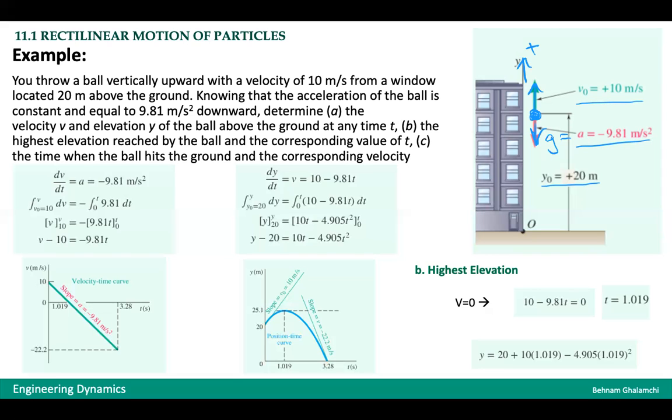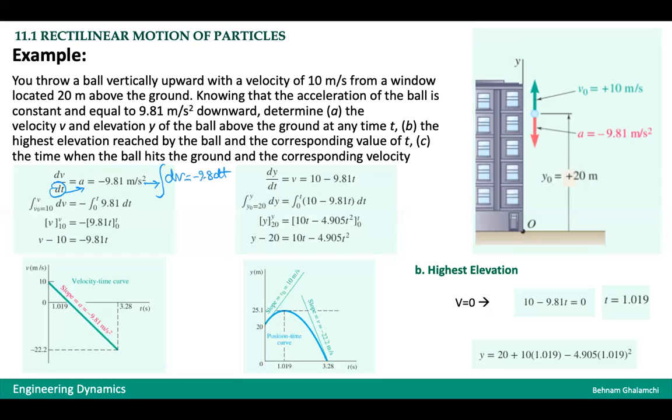Okay, let's go back to the example. Part A is asking us to determine the velocity and elevation y as a function of time. That's perfect. We are starting with our simple equation. Acceleration is dv over dt. Because the acceleration is given, acceleration is negative 9.8. What I do in this step is keeping dv in the left hand side and bringing dt to the right hand side. I need to multiply it. That will be negative 9.8 dt.